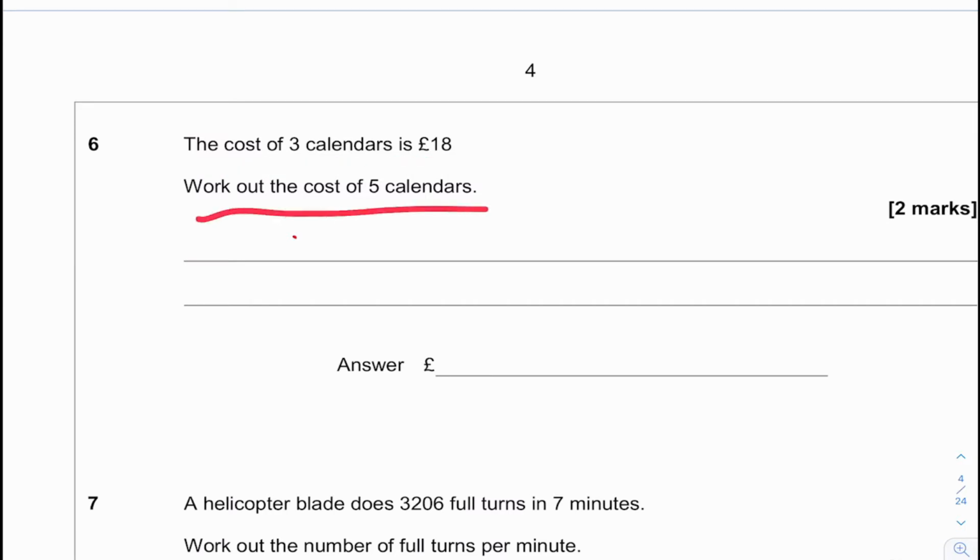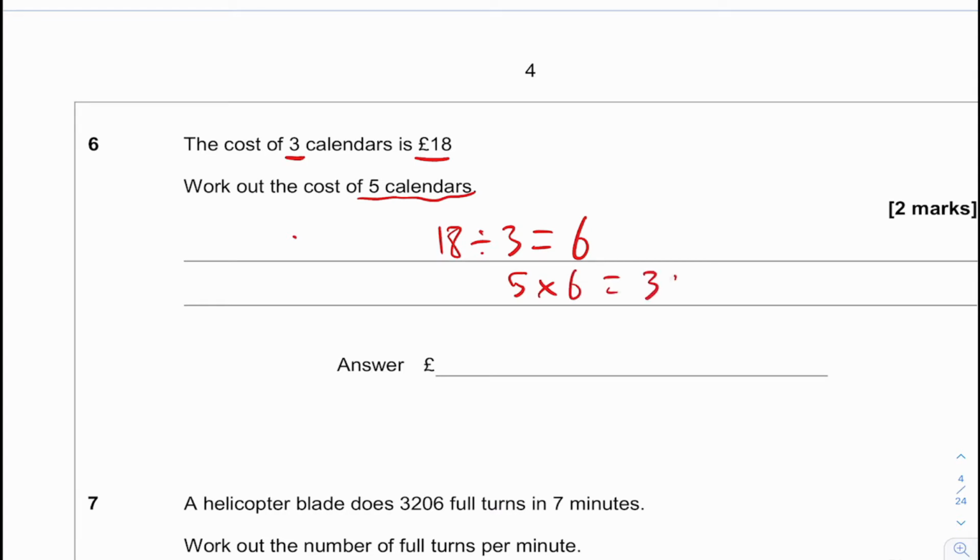Okay, so we are told we've got 3 calendars and the cost is £18, and we need to work out the cost of 5 calendars. Okay, so let's get the key bits of information. 3 is £18, so to work out the cost of 1 calendar we do 18 divided by 3 to get £6, and then we need to work out the cost of 5 of these calendars, so we simply do 5 multiplied by the cost of our 1 calendar, which is 6, and this is equal to 30, so the answer is £30.